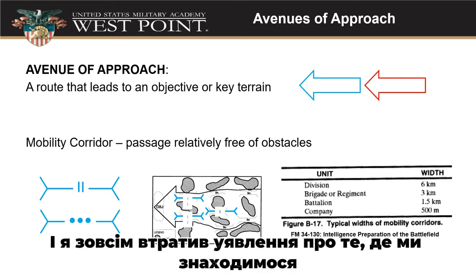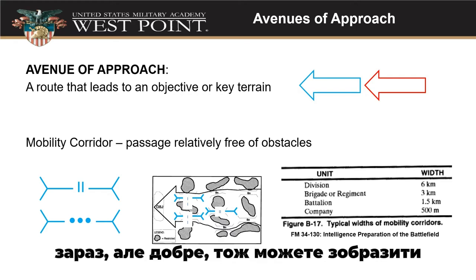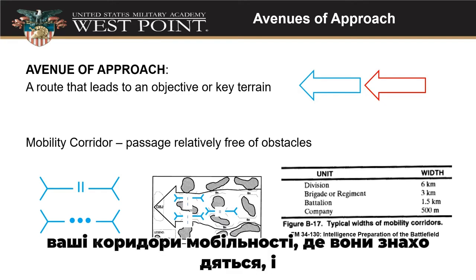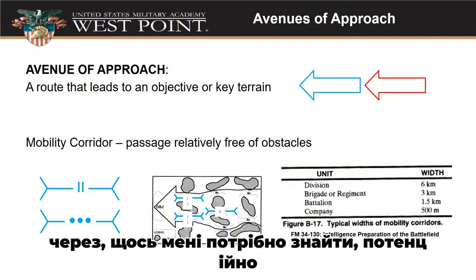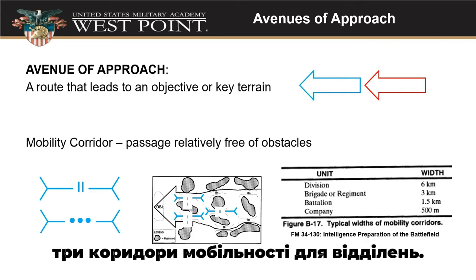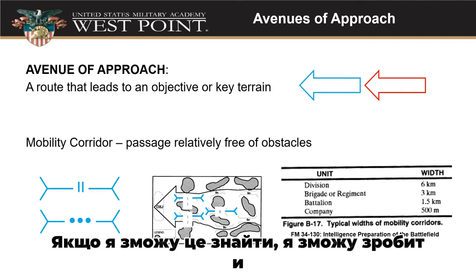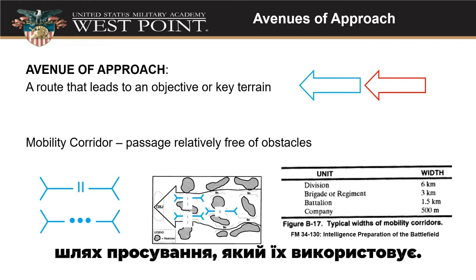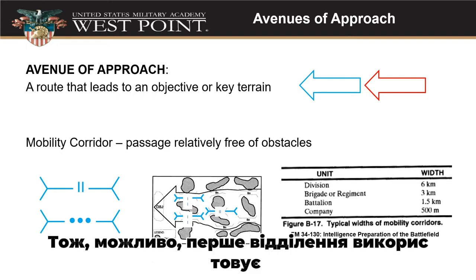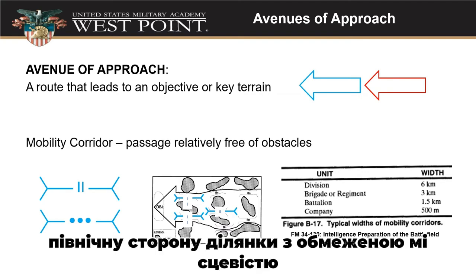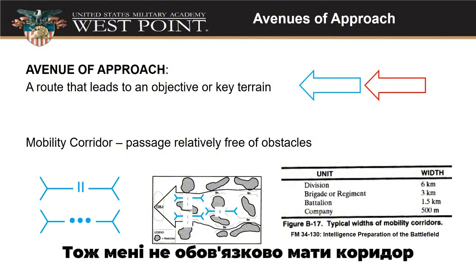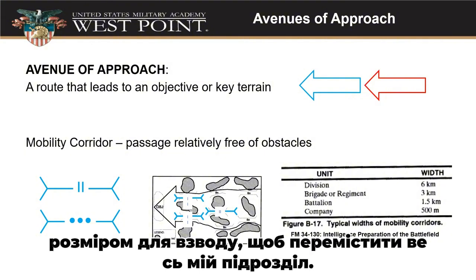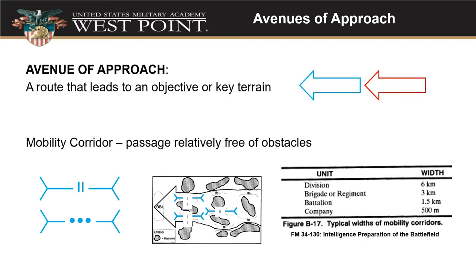And I had totally lost where we're at now, but okay, so you can lay out your mobility corridors for where those are, and then you can build up something. So if I need to push my platoon through, I need to find, potentially 3 squad mobility corridors. If I can find that, I can make an avenue of approach that uses them, right? So maybe 1st squad is going on the north side of a piece of restricted terrain, and 2nd and 3rd squad are going south of it, right? So I don't necessarily need to have platoon-sized corridors to move my entire unit.